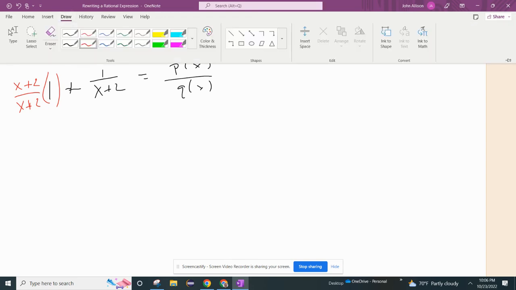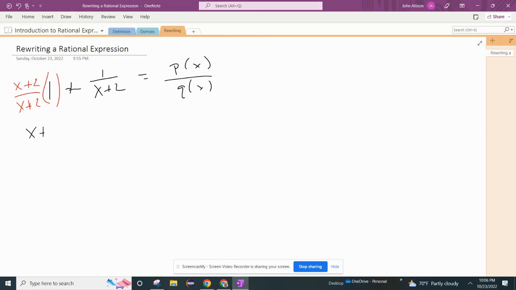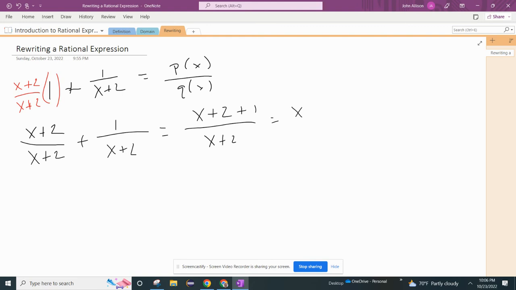And that's going to give me x plus 2 over x plus 2 plus 1 over x plus 2. When I add fractions, I add the numerators, keep the same common denominator, so I end up with x plus 3 over x plus 2. And that would be an equivalent form of my original 1 plus 1 over x plus 2.